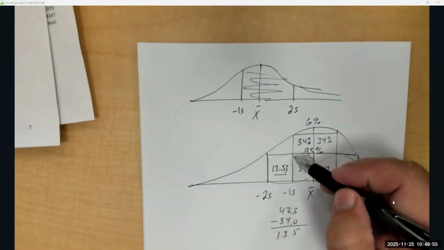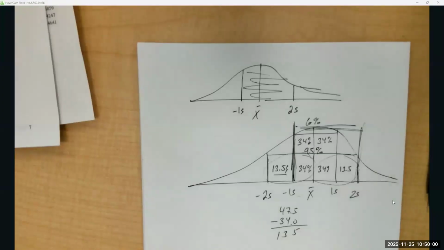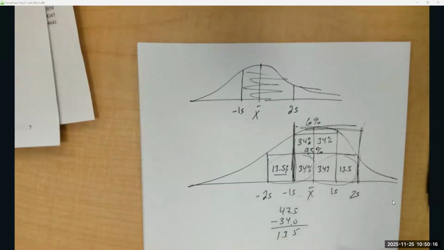So I'm going from here to here. So how many percent is that? We have 34, 34, and 13.5. This is 68 plus 13.5. That makes it 81.5%.